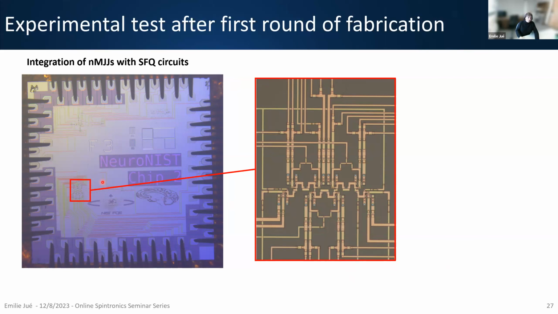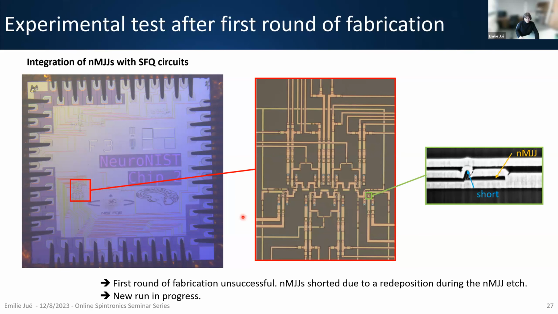Here is the first chip that we obtained. You can see the picture of the chip inside our cryostat below an 80-pin probe card. Unfortunately, our first round of fabrication was unsuccessful. We think that we identified the problem: we had a problem of redeposition during some of the etching, as we can see on this FIB picture. So hopefully we identified our problem. We're currently working on a new run, and we hope to demonstrate the functionality of our neuromorphic cell in the near future.